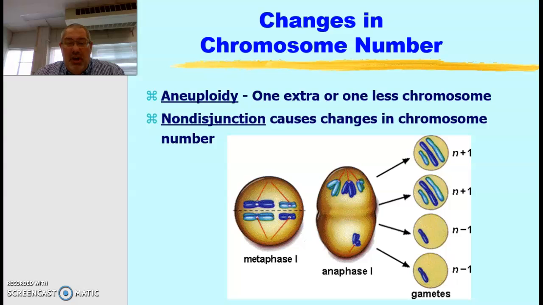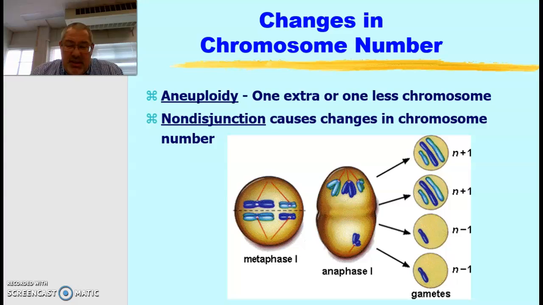The actual number of chromosomes can also be changed. And this refers to a fifth type of chromosomal mutation referred to as an aneuploidy, where you either have one extra or one less chromosome than is normal for that organism. The cause of an aneuploidy is called a non-disjunction.